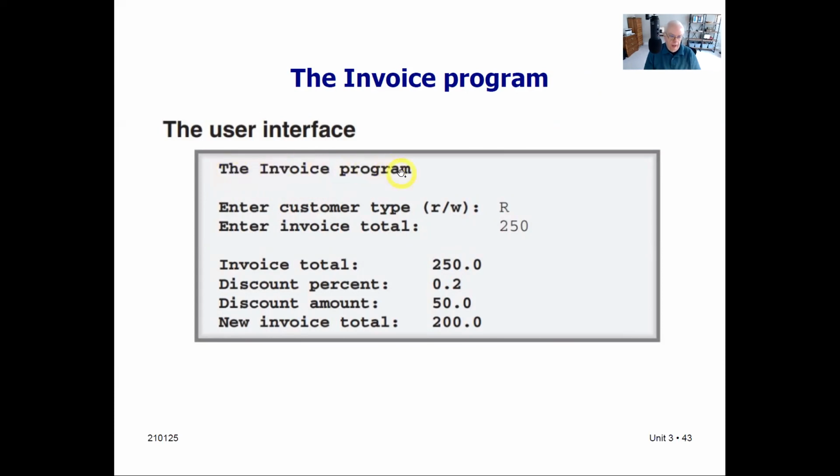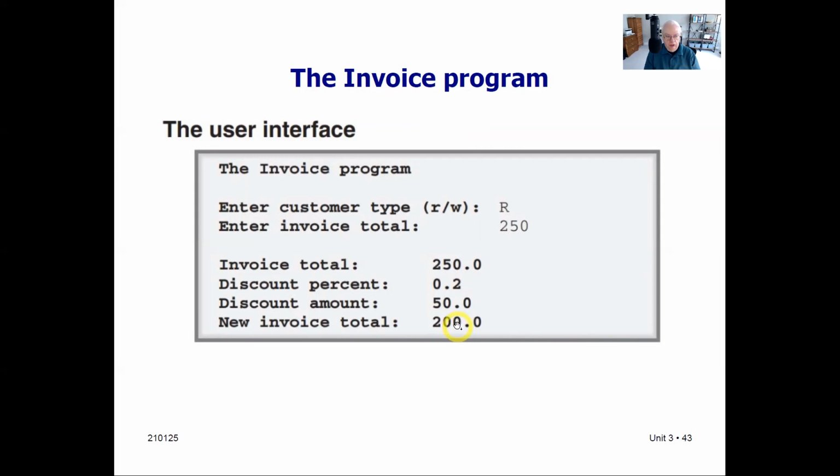So the invoice program heading or welcome is there, a blank line. Then we have to declare our customer type. Notice we have an uppercase R there because we want to use that lower method to change that case, and then enter the invoice total, 250. So we go through our if statement to figure out what the discount's going to be. It's going to be 0.2 because of that R. And so there's our discount amount, and there's the new total after we subtract it.